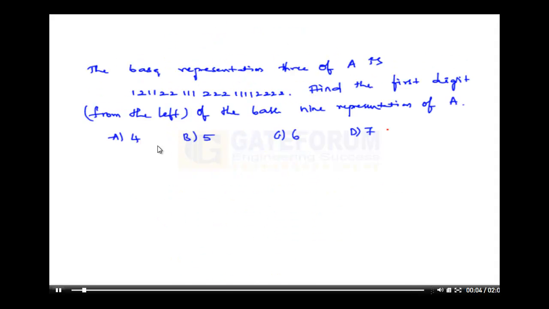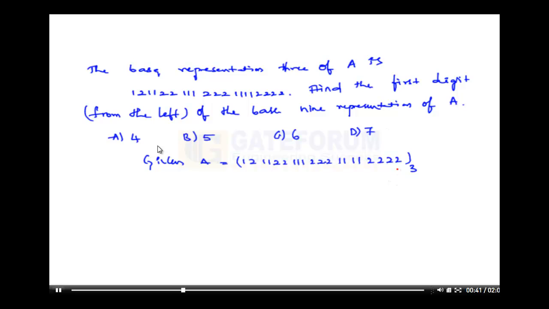Given 1 2 1 1 2 2 1 1 1 2 2 2 and 4 ones and again 4 twos. Find the first digit from the left of the base 9 representation of A. Here what is given? Given A is equal to 1 2 1 1 2 2 1 1 1 2 2 2 1 1 1 1 2 2 2 2 to the base 3.